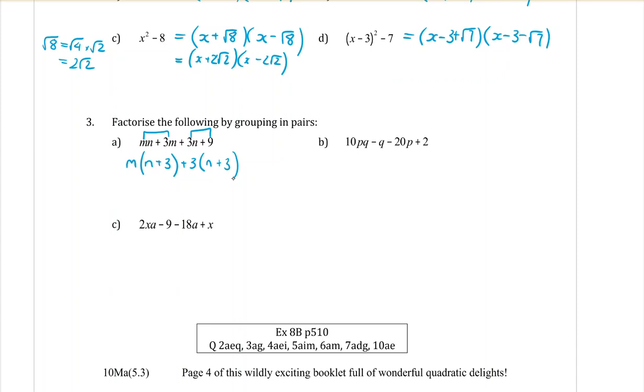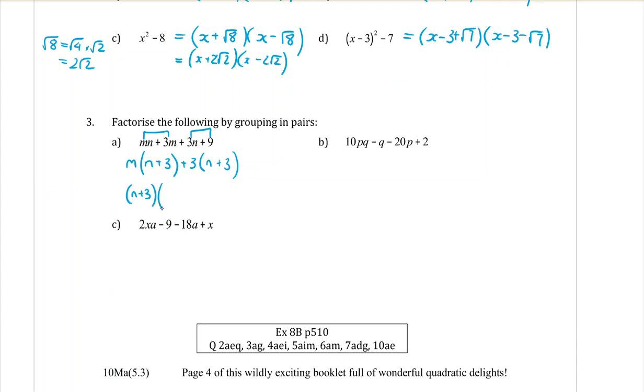Now, it should always work out when you're doing this type of question that these brackets will be the same. Okay, if not, you may have done something wrong. They should always work out to be the same. So the n plus 3, this is like one of the ones we did in the common factor at the top. The n plus 3 is a common factor that comes out the front.